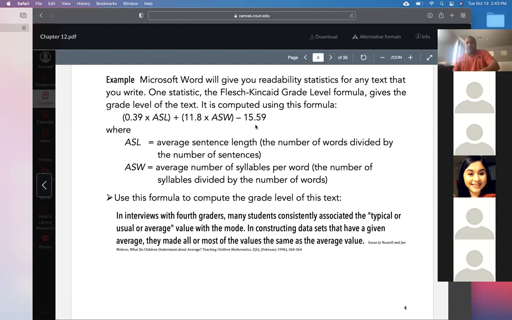So let's actually do it for this sentence here, the last 3 lines of the page. Let's compute the grade level. First, before doing any math, I want you to read these 3 sentences and then tell me, who do you think wrote it? Elementary school, middle school, high school, college, or professor? Or advanced.